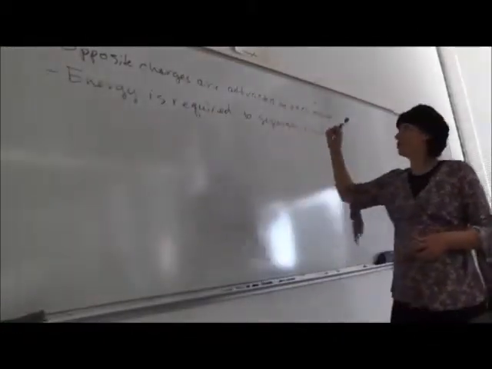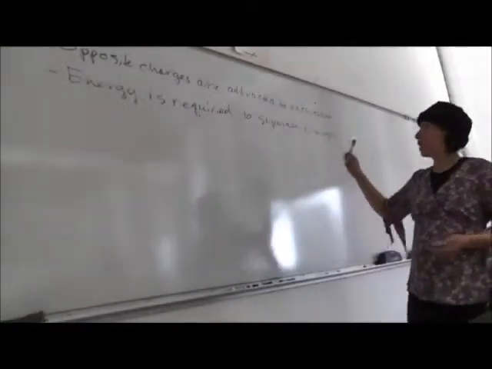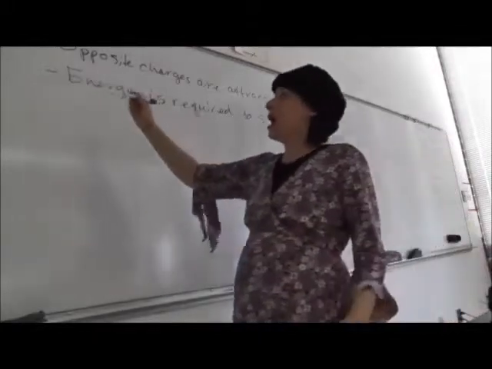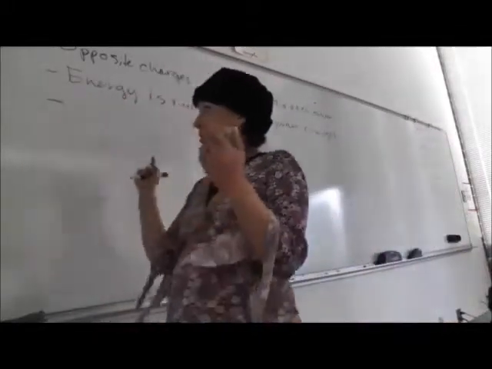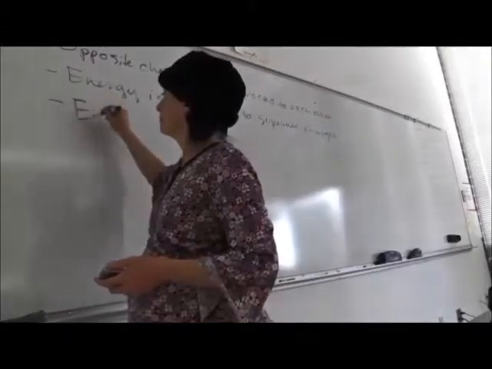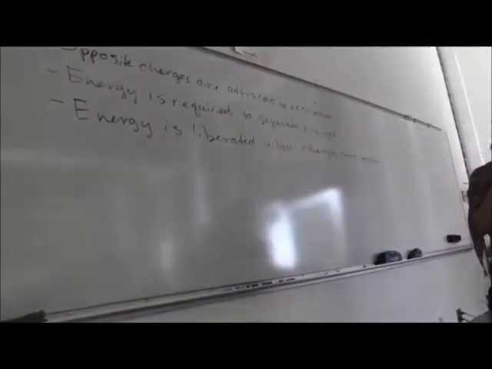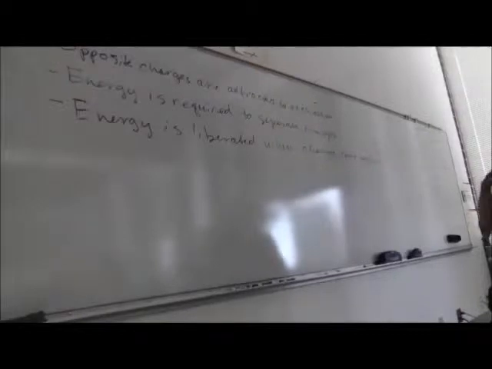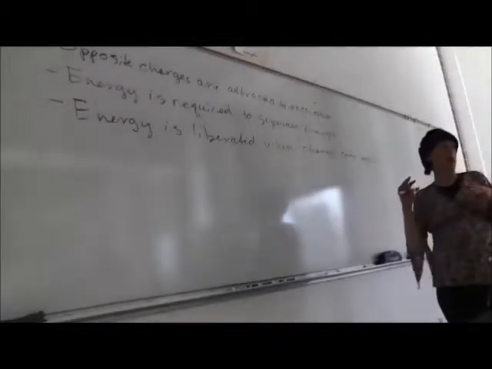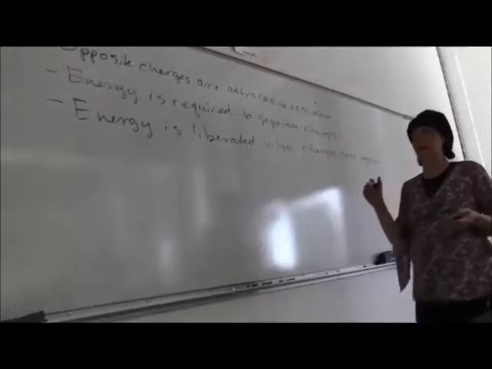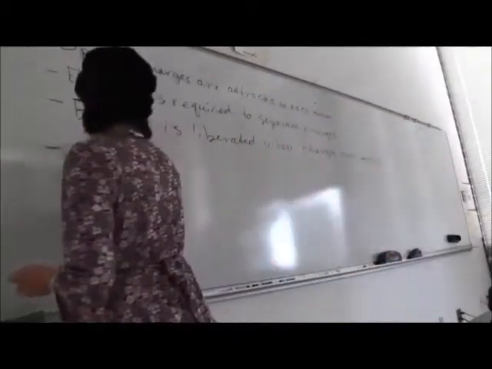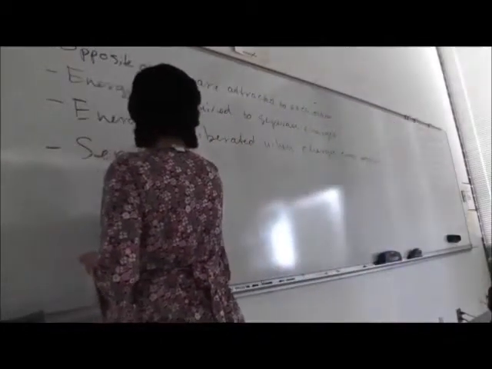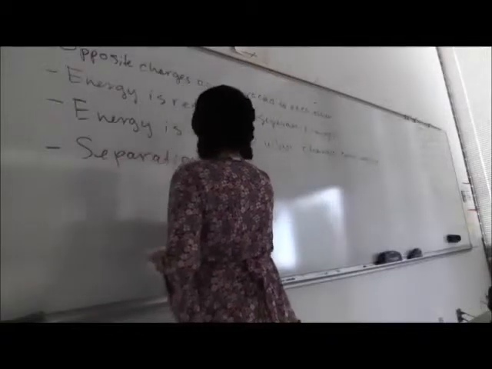All right, so opposite charges are attracted to each other. Energy is required to separate the charges. Energy is liberated when the charges come together. And if we have a difference on one side, like if you have a membrane and you separate your charges across that membrane, then it gives us what we call potential energy. So the separation of a charge causes potential energy.